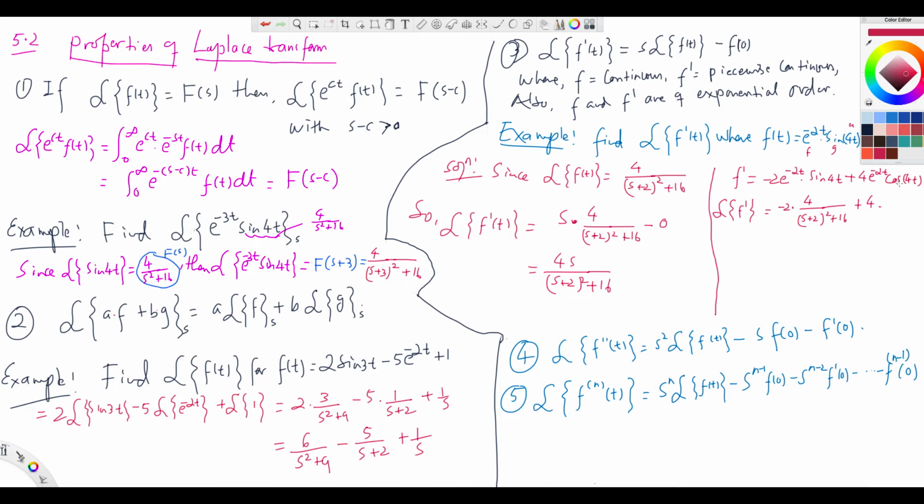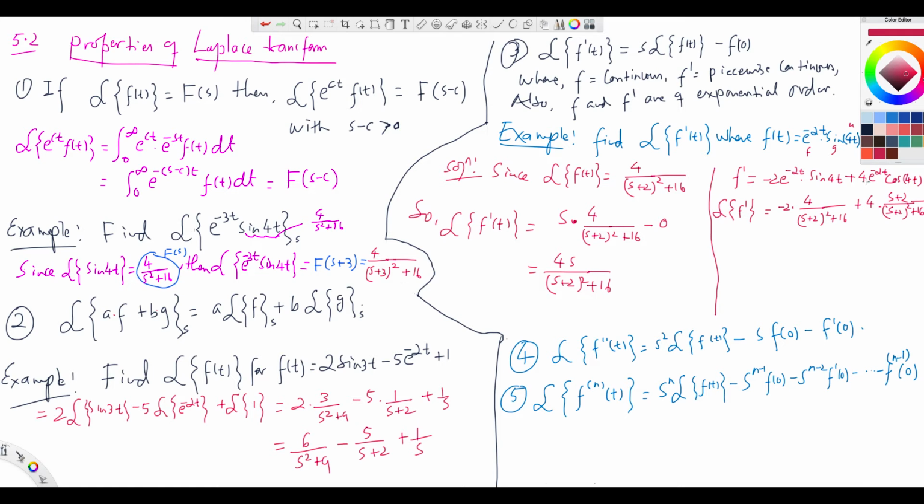What is the Laplace transform of cosine at? It will be s over s squared plus a squared, right? Since there is 4, it will be s over s squared plus 16, but s will be replaced by s plus 2, right? So it will be s plus 2 over (s plus 2) squared plus 16. You see that? Why is that?